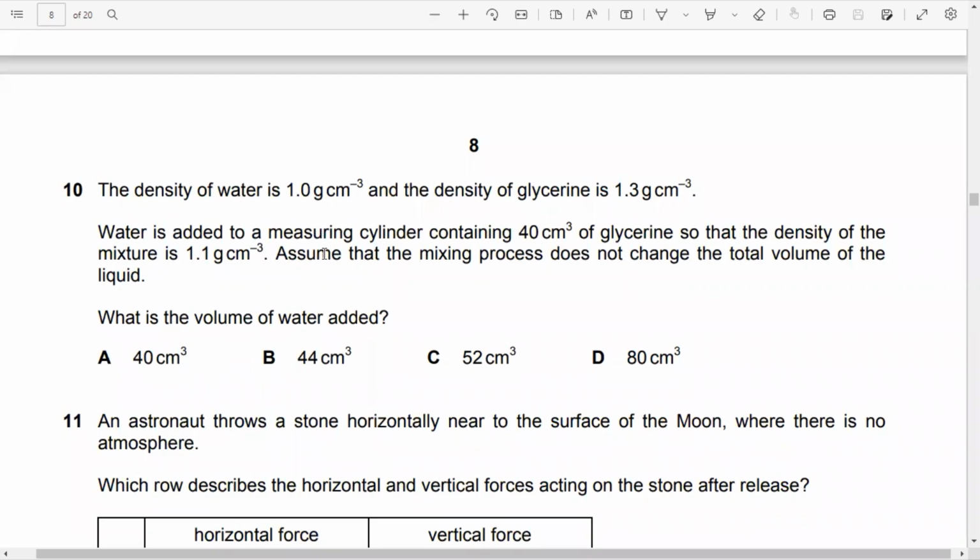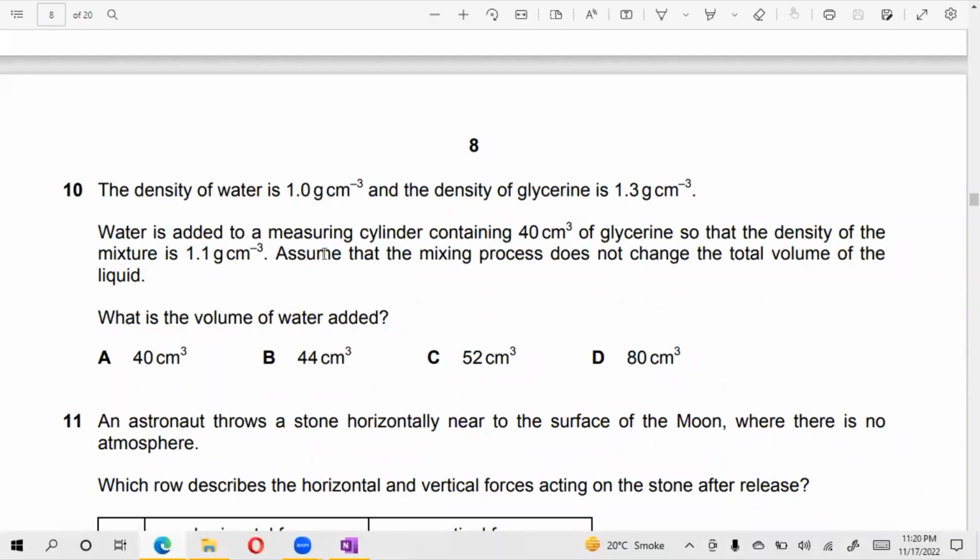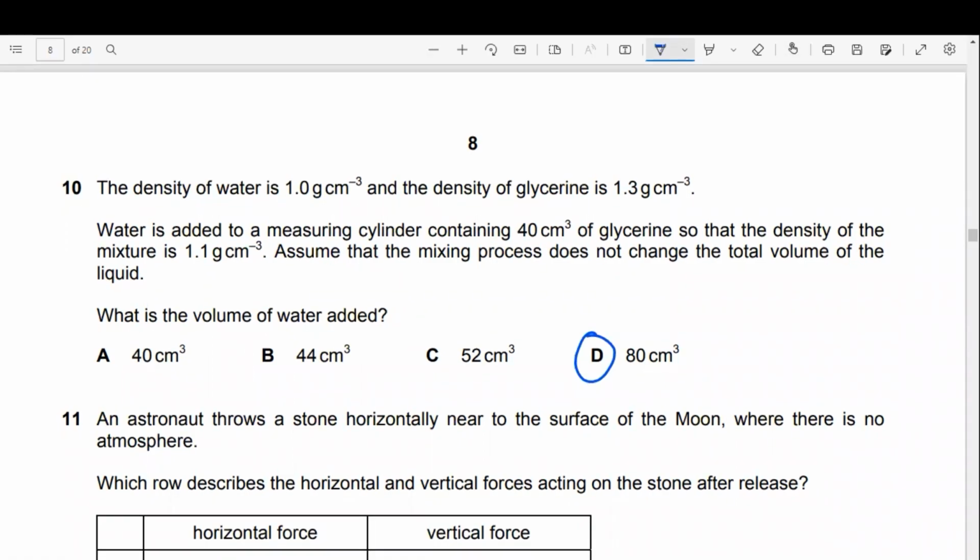So how will you calculate the volume of water added? You have been given the density of water as 1. The density of glycerine is this, right? And what you have to do is, देखिए आपको उन्होंने density दी हुई है water की as 1 gram per cm cube और density दी हुई है glycerine की. We can make a data here. The density of water is 1 gram per cm cube. The density of glycerine is 1.3 gram per cm cube. अच्छा, अब हो क्या रहा है कि जो density of the mixture है, that is 1.1 gram per cm cube. ऐसे ही है.